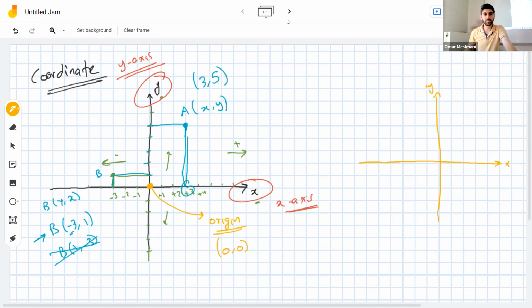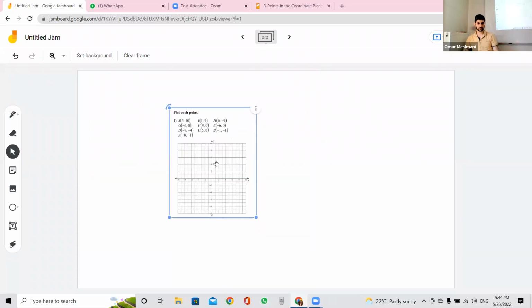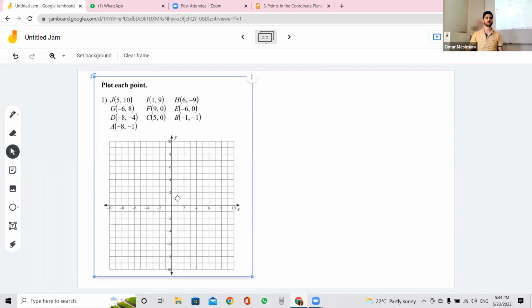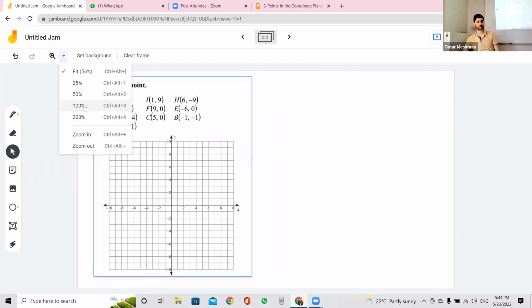Okay, now I have this. These are the points as an example. Let's try to plot all of them, one by one. Let me just take it for you. All right, this is nice. So now he gave you points like this.